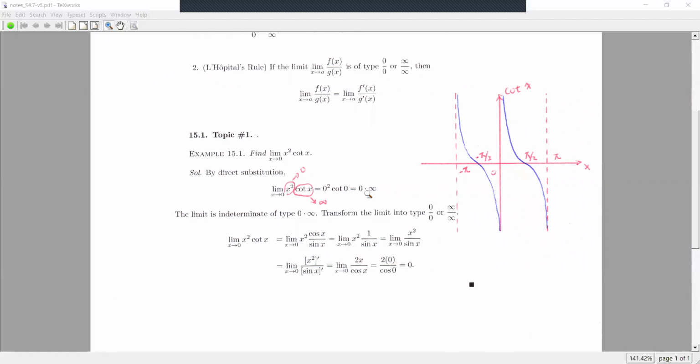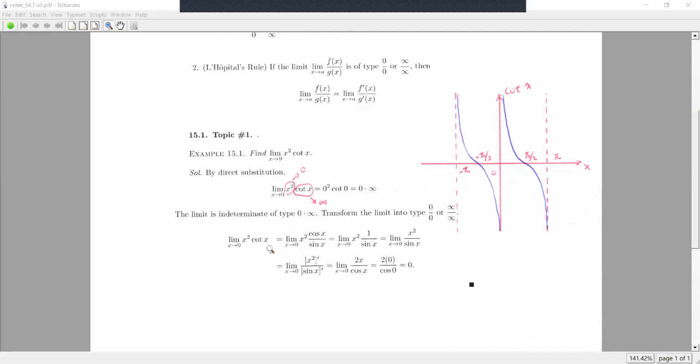So we get 0 times infinity. We don't know what that is. So direct substitution to compute this limit fails. This is a difficult limit. The type is 0 times infinity. Now, I want to use L'Hopital's rule to compute this limit. Now I transform the limit into a type of either 0 over 0 or infinity over infinity.